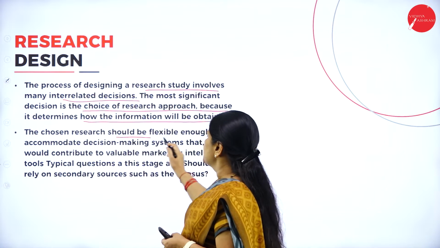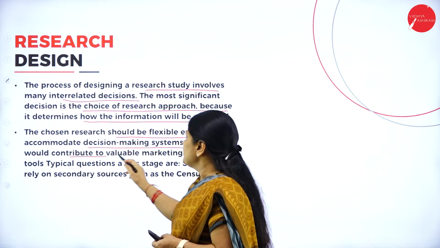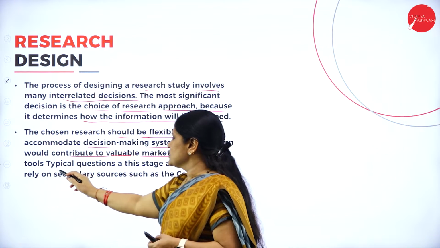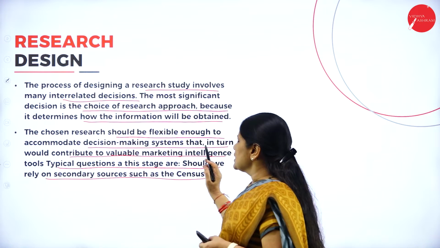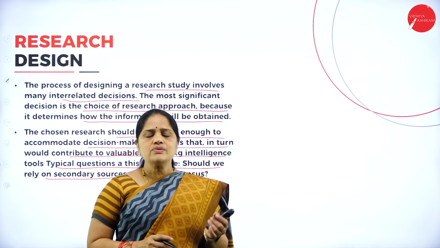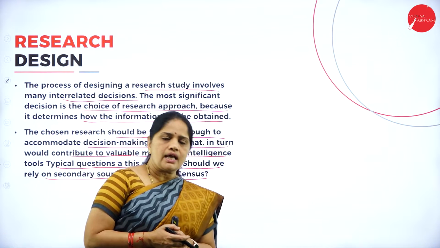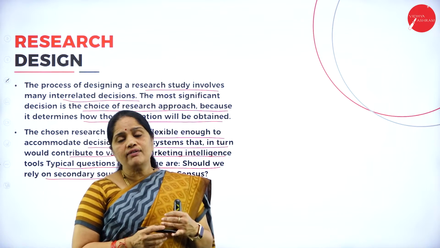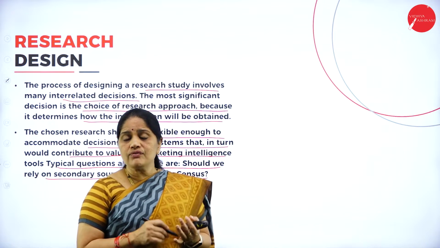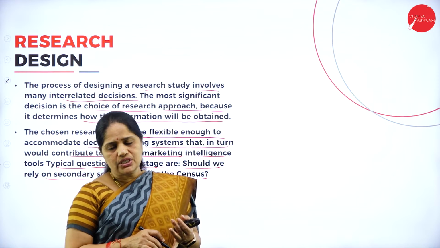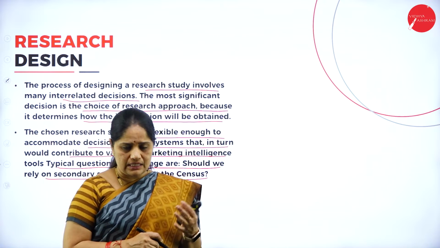The chosen research should be flexible enough to accommodate decision-making systems that in turn would contribute to valuable marketing intelligence tools. So typical questions at this stage are, should we rely on secondary sources such as the census? So once we decide about the research problem, we have to find the research design. In this research design, we have to think about what kind of data you are collecting, who is the population from whom you are collecting, and what questions you will be asking, etc. So should we rely on the secondary data, or the census?